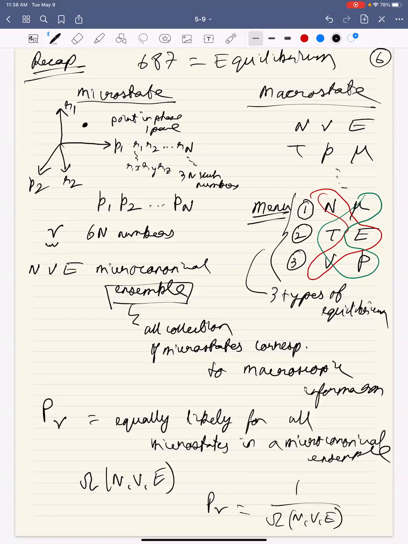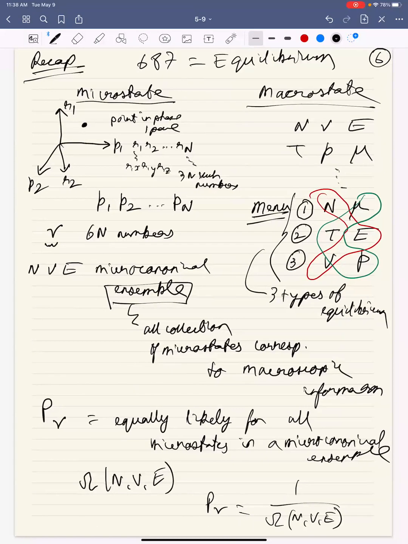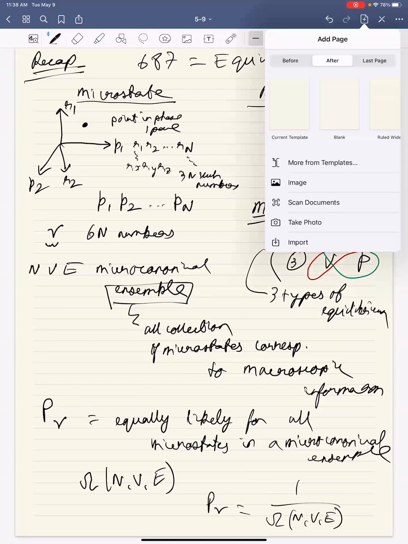So that was our first ensemble. And that was our first postulate, the postulate of equal a priori probabilities. What was our second postulate? Or it might actually have been the first one, but I don't know. What was the other postulate that we talked about? Ergodicity, right?